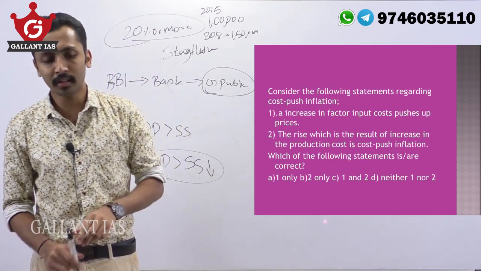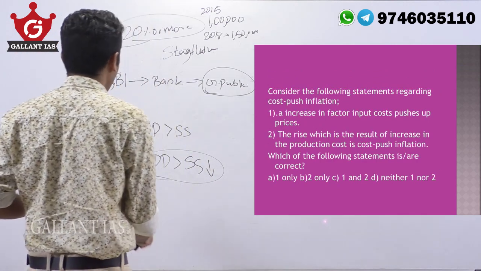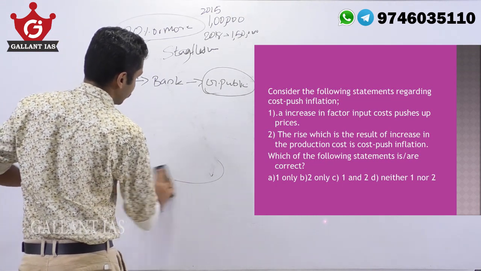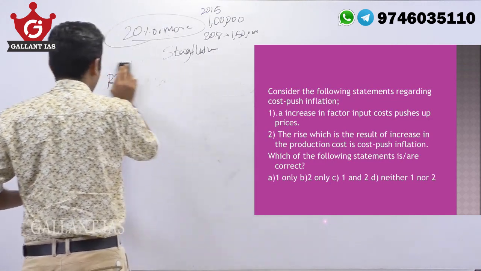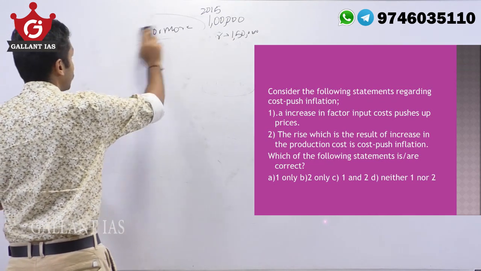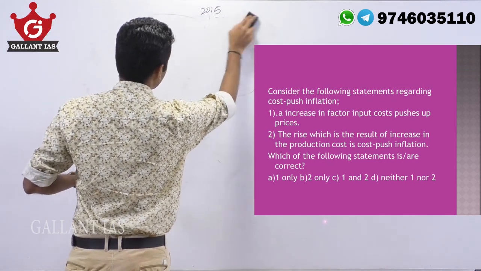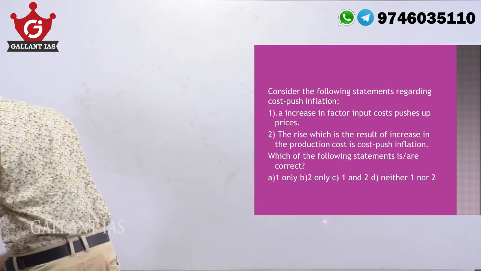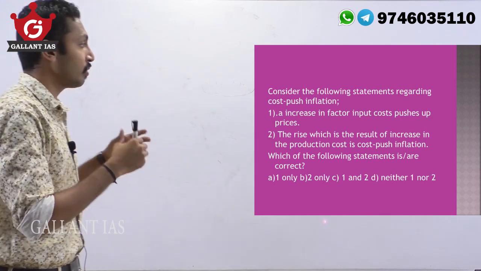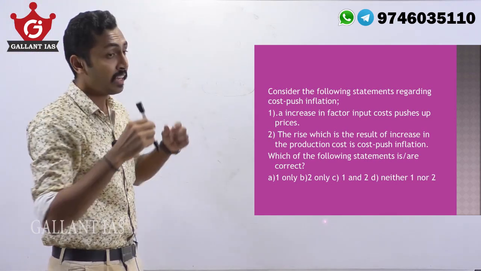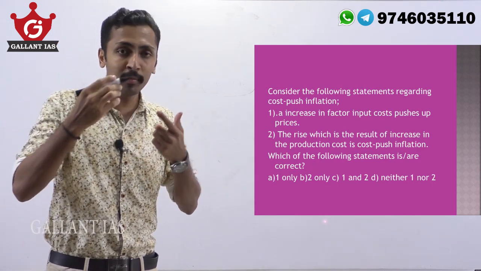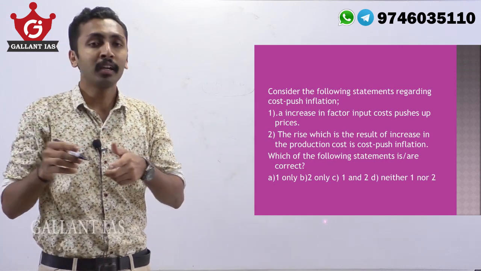Consider the following statements regarding cost push inflation. There are mainly two reasons for inflation. Those reasons can be summed up under two heads: demand pull inflation and cost push inflation. Demand pull inflation is the inflation due to demand side factors. Cost push inflation is the inflation due to supply side factors. In demand pull inflation, excessive demand leads to inflation. In cost push inflation, the cost of commodities increases, which ultimately leads to a general price level increase, thereby inflation.